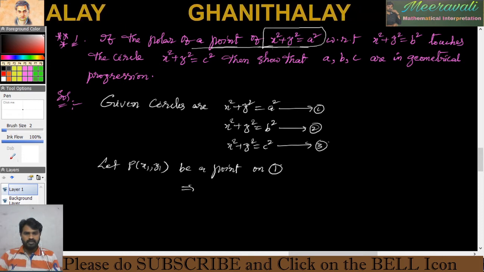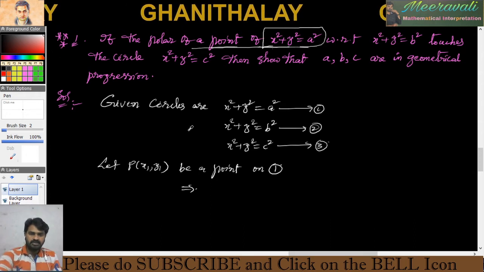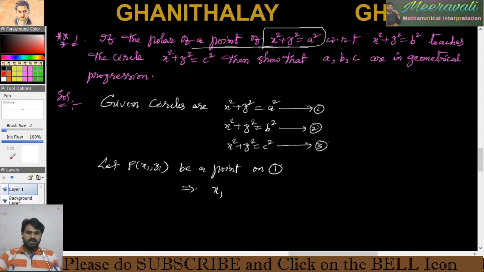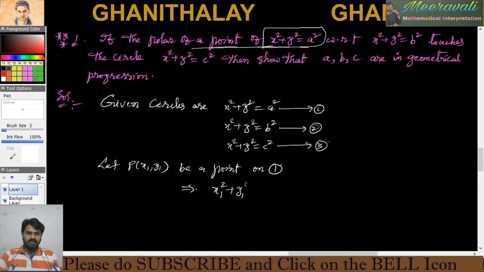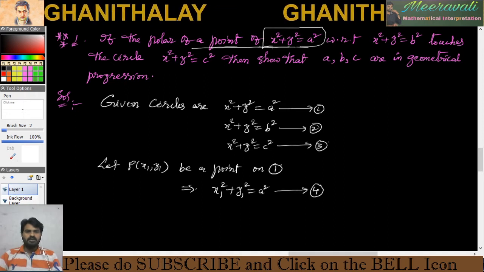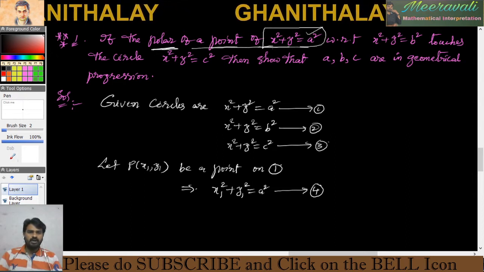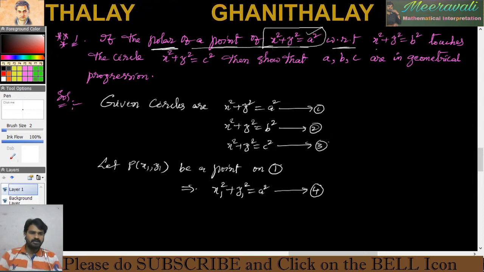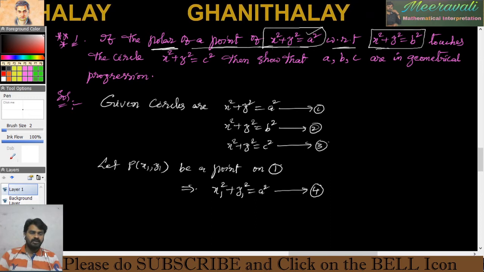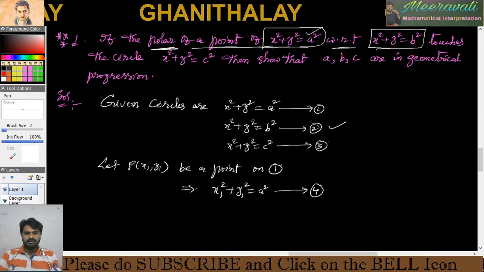So when you have taken point on this circle, it will satisfy the equation 1. Now we can write x1 square plus y1 square is equal to a square. Let it be equation number 1. Now by taking a point on this circle, we have to find the polar of that point with respect to this circle. Now we need to find the polar of P with respect to the second circle.